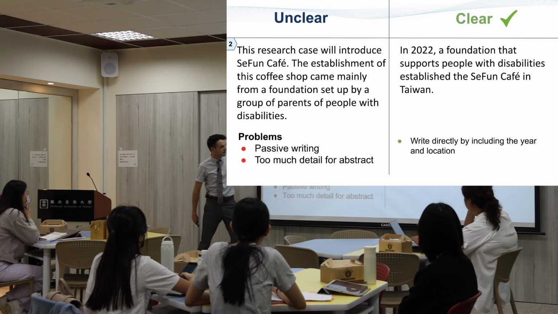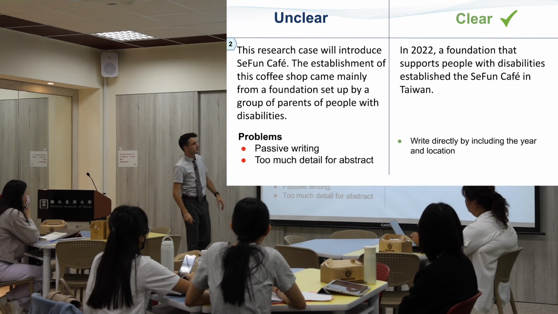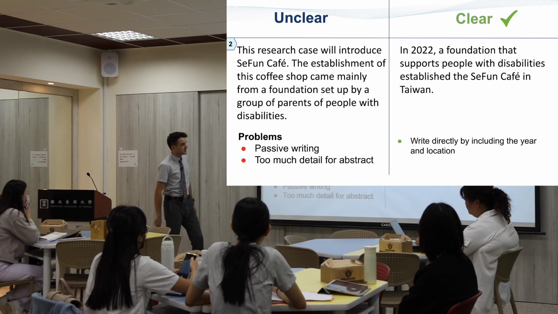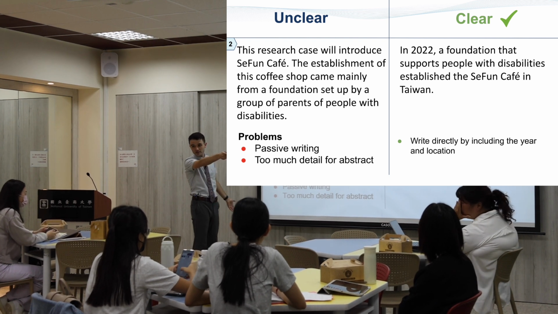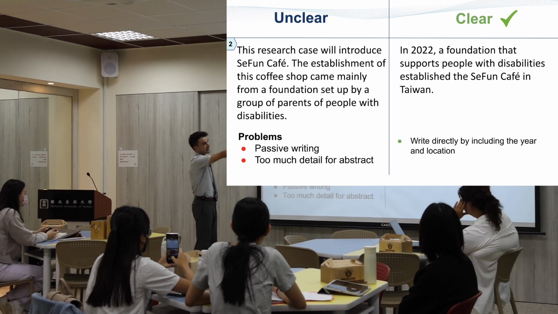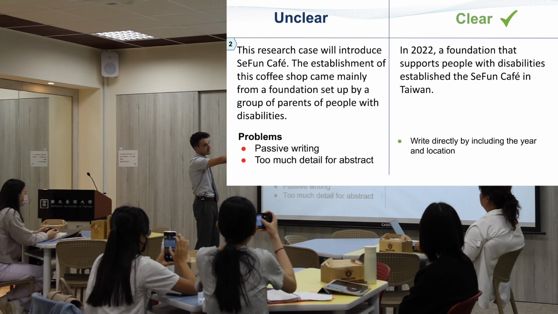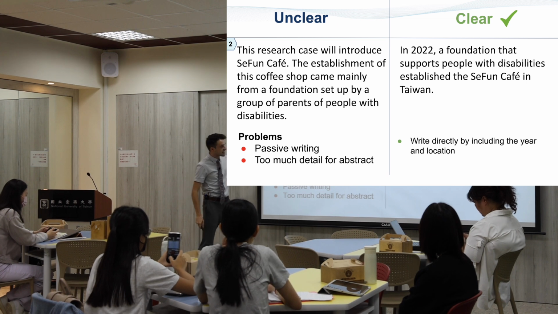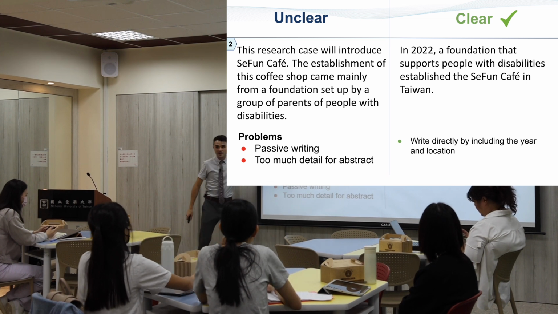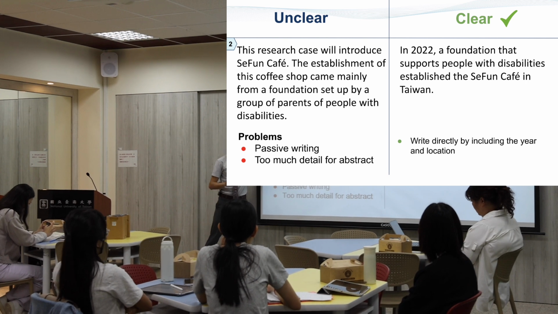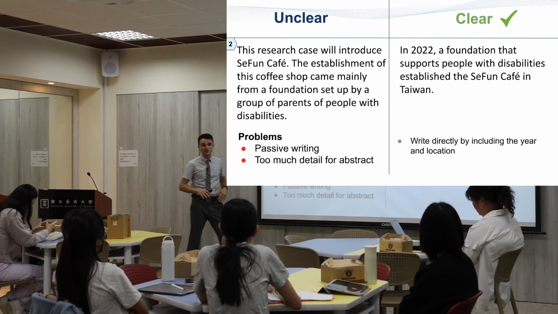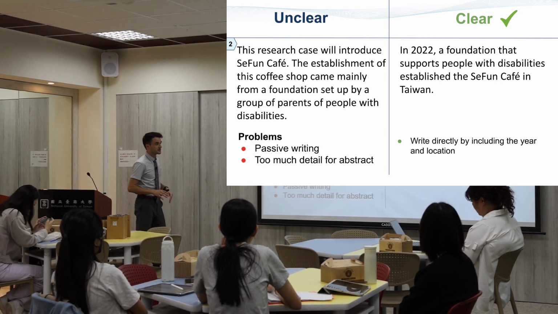A group of parents of people with disabilities is a little unclear as well. So I wrote, in 2022, I've added a date. It might be 2020, it might be 2019, I don't know. In 2022, a foundation that supports people with disabilities established the Safe Fun Cafe in Taiwan. So I've taken out the parents. Those will go in the introduction section. It's good information. I don't think we need it in the abstract.